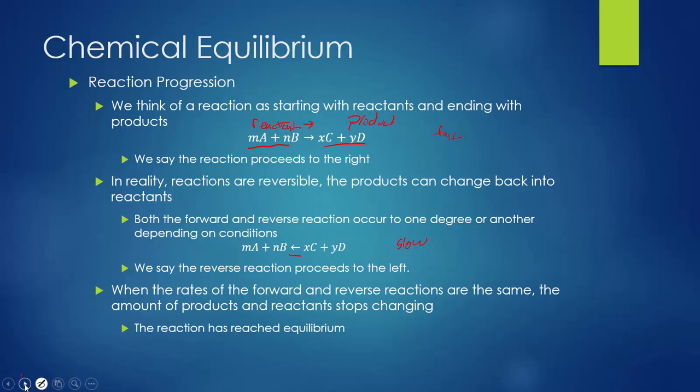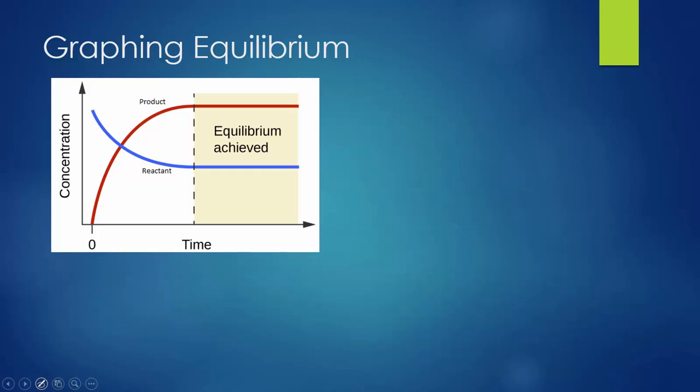And when that happens, we write both arrows at the same time. So both the forward and reverse reactions are happening at the same rate. We're now in dynamic equilibrium. And that's what this graph shows. It shows us what happens to the amount of stuff in the reaction as the reaction proceeds.